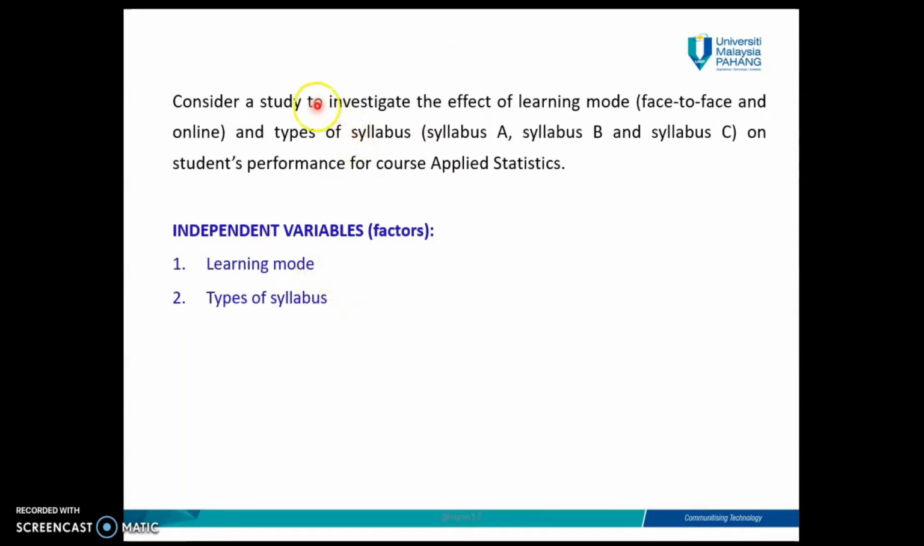So in this study, we want to see whether learning mode and types of syllabus affect the students' performance. These are the 2 factors here. We can consider learning mode as factor A and types of syllabus as factor B. The dependent variable here is students' performance, so you will collect data about the students' performance. You will need to conduct a number of treatments for this study. You need to test all possible treatments.